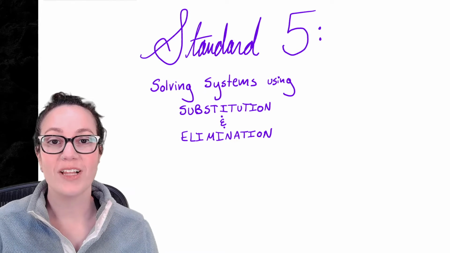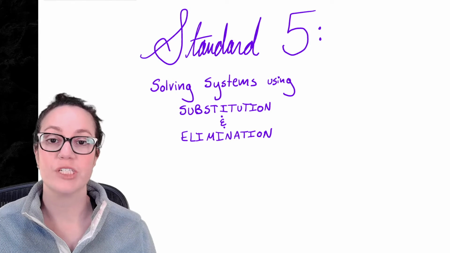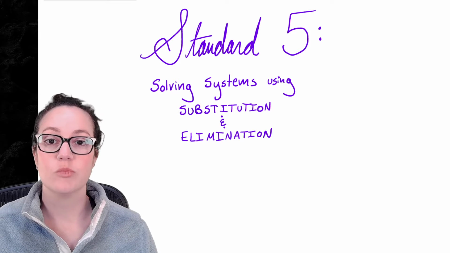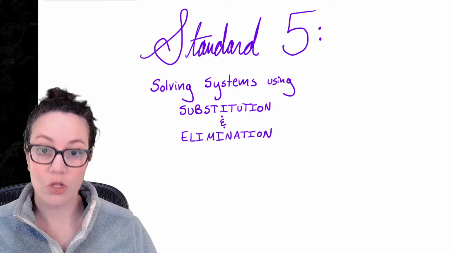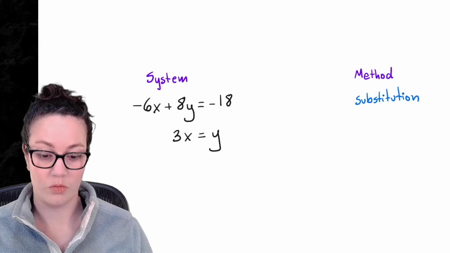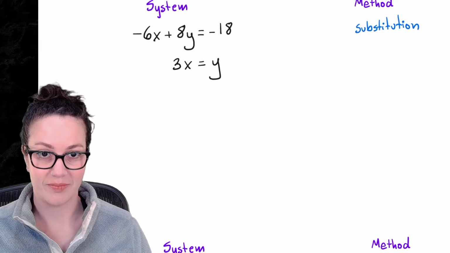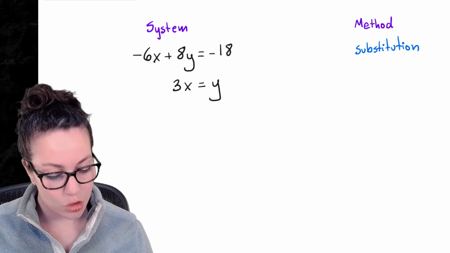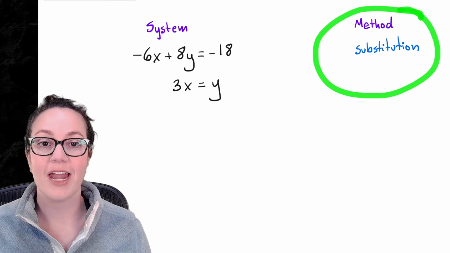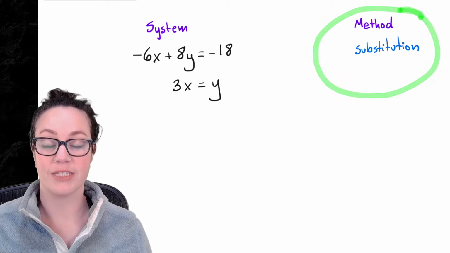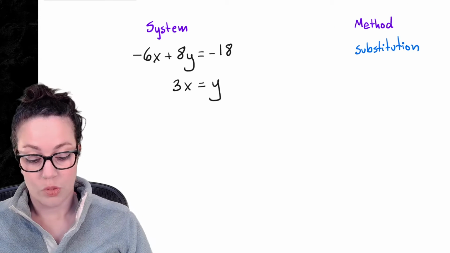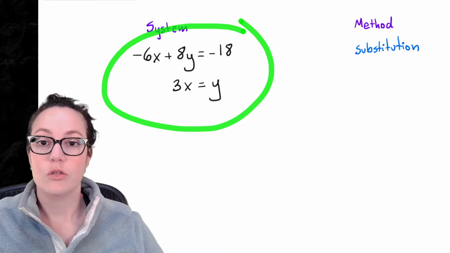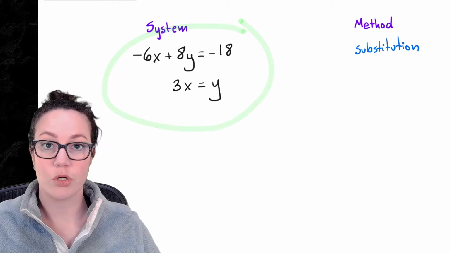All right, welcome to the review video for Standard 5, Solving Systems Using Substitution and Elimination. Let's take a look at our first problem here. Notice that our method of solving this system is going to be substitution. So here's my system. Two equations, two variables, so we're good to go.